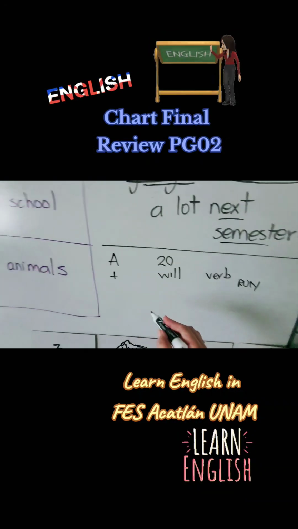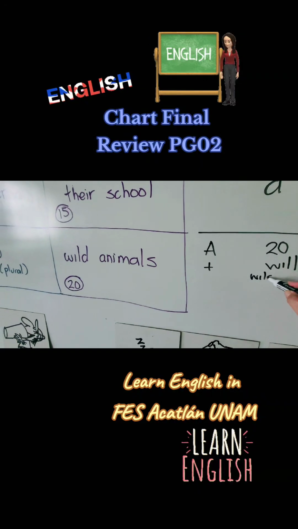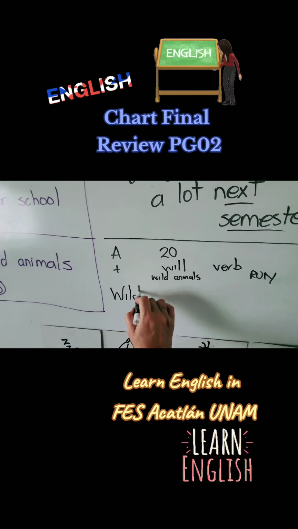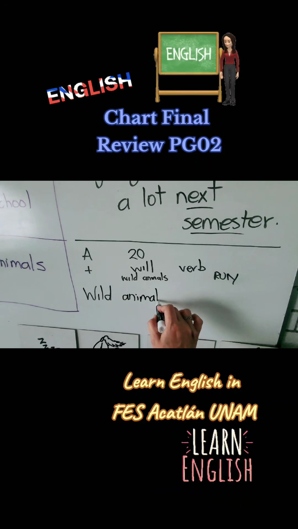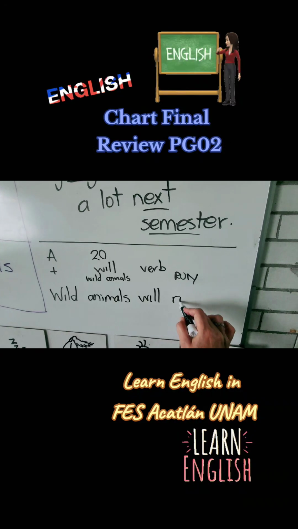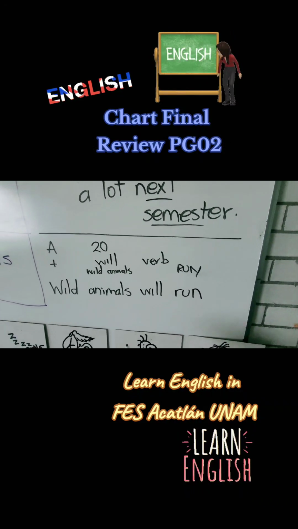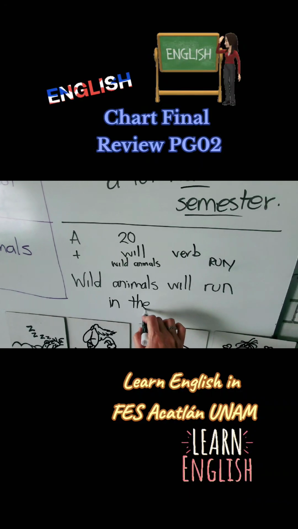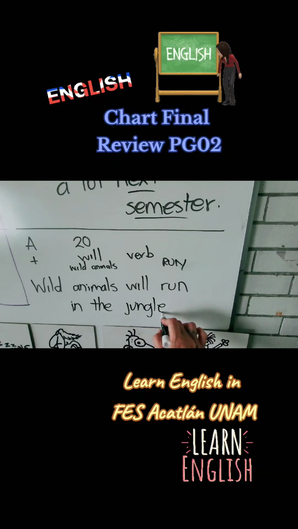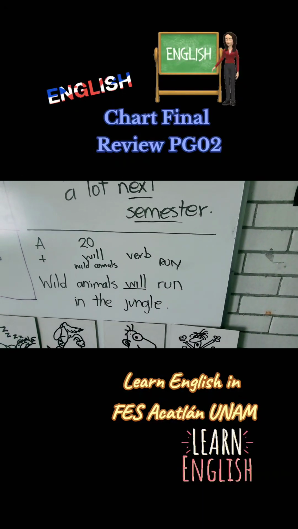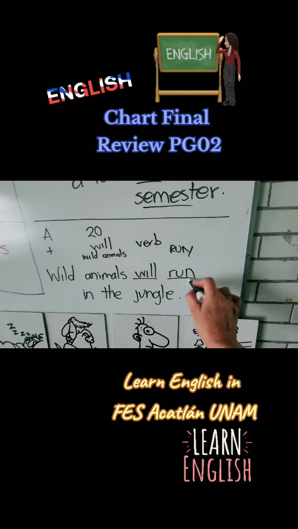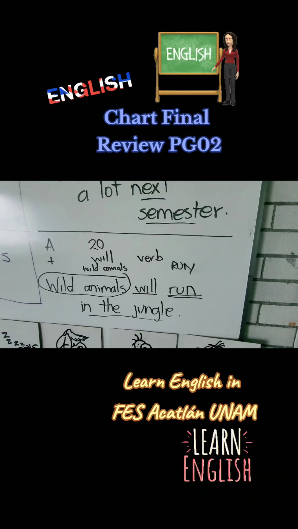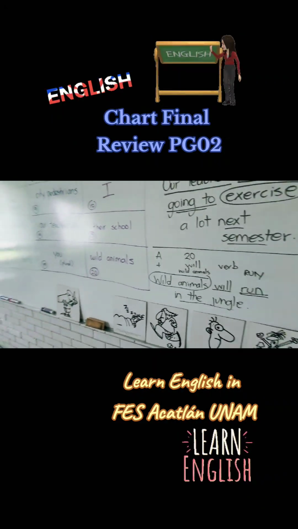So we can write will with the subject wild animals. So we have wild animals will run in the jungle. That would be will for predictions or future, and then the verb no conjugation, the subject wild animals, and the complement. That would be all, my dear students.